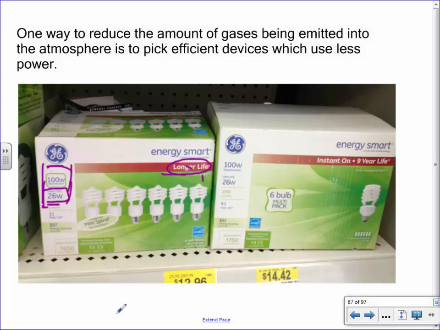You guys ever seen something like that before where it talks about wattage and it says, this is an energy-efficient device. Buy this one. It's energy-efficient. What I want to do now is talk to you guys about why it's energy-efficient, what the math behind it is, and why that's useful to us from an environmental point of view. Okay? But it's based on these energy-efficient devices here.